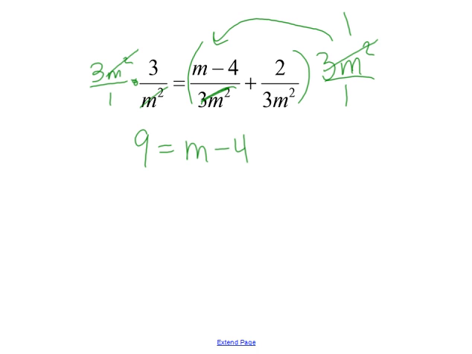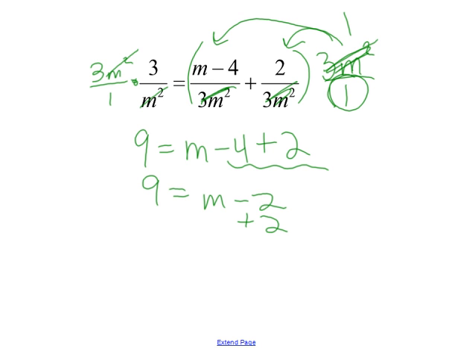Then we need to multiply that 3m squared times this one. And what cancels? The 3m squareds cancel again. Your numerators aren't going to cancel with anything because your denominator down here is always going to be a 1. So you're really just looking at the numerator and the denominator. Those completely cancel again, and 1 times 2 is 2, so plus 2. This is just a linear equation because m is to the first power. So we're going to combine like terms there, and we get m minus 2. Add 2 to both sides. M is 11.